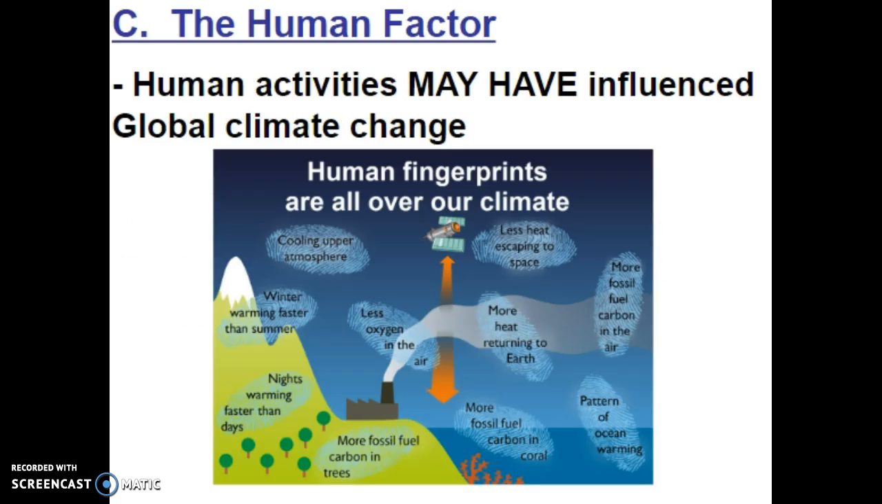And of course, there is the fact that people have influenced global climate change. The amount to which the human factor has influenced global climate change is up for debate, but we do have evidence that shows that what we are putting into our atmosphere, what we are putting into our soil and groundwater is at a slow pace changing the Earth's climate.